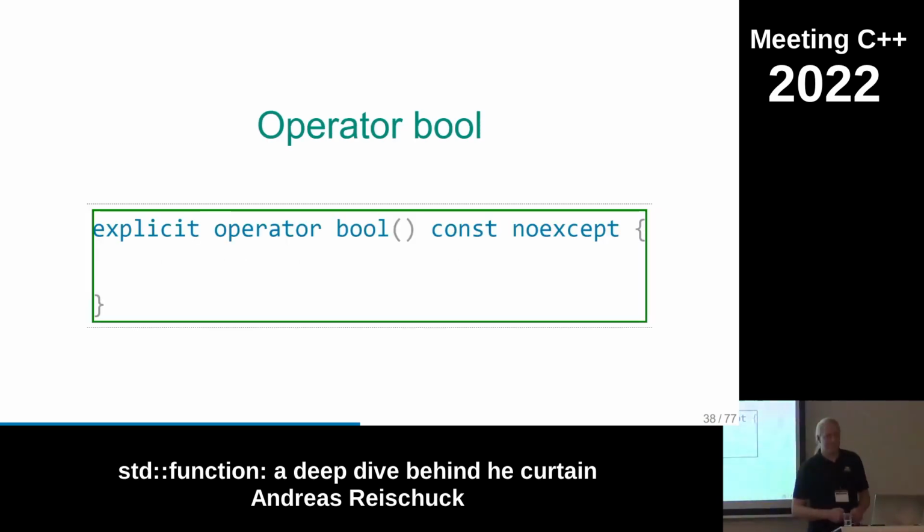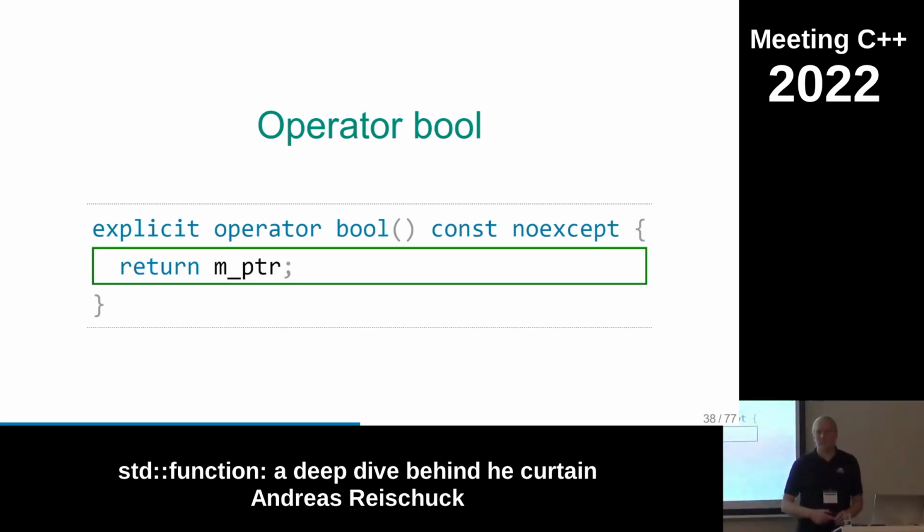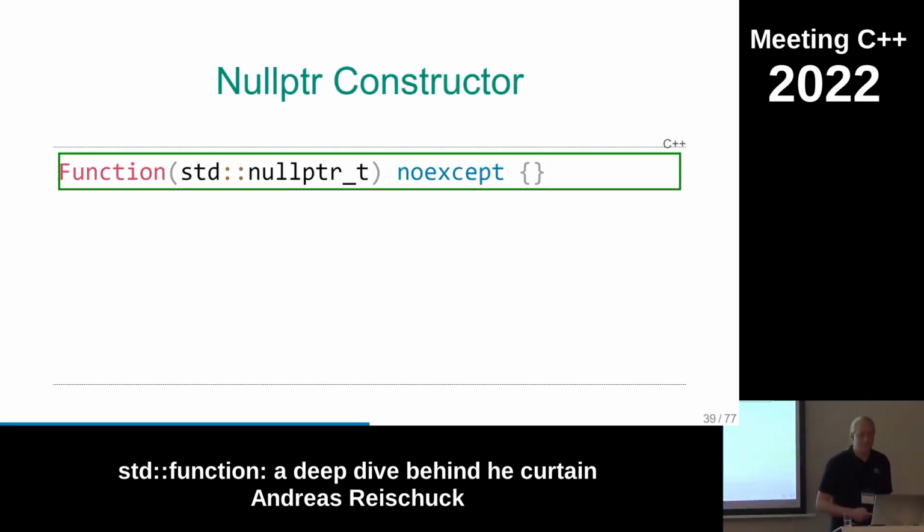So we have an operator bool. Now, to extend that to our implementation, that's very easy. We just check if our pointer points to something. So if it's not initialized, then it's a null pointer. So we can easily check that. Next thing is, the standard mandates that there are constructors for the null pointer overloads. So when we construct our function with a null pointer, then we should construct it with an empty state. So it's explicit. We say, okay, assign a null pointer. It's empty. So in this constructor, we don't have to do anything because our member pointer is already a null pointer by default.